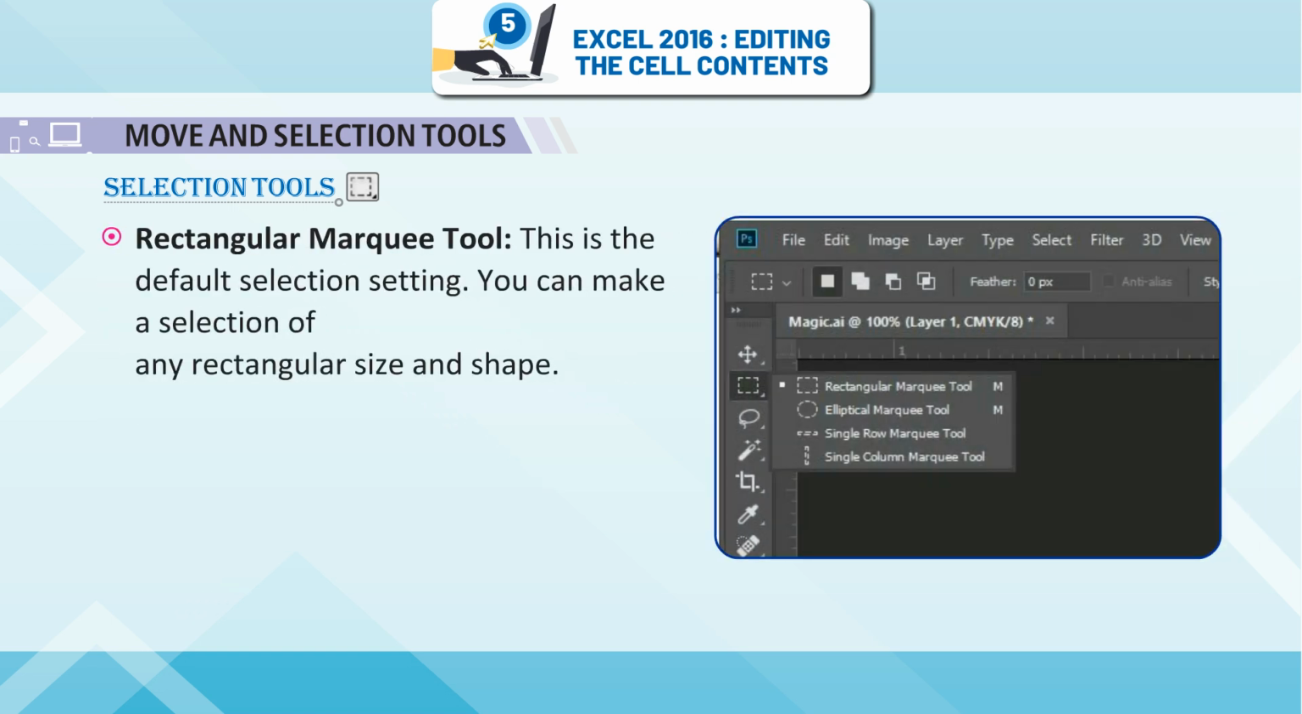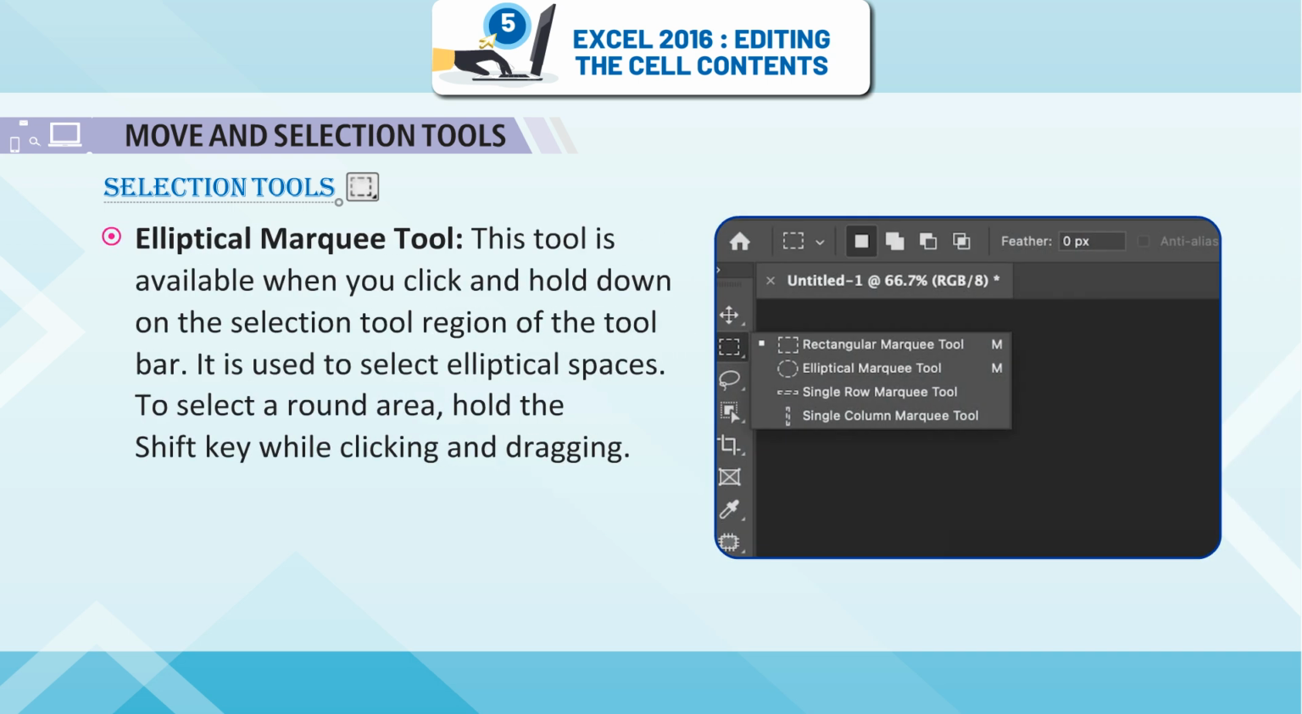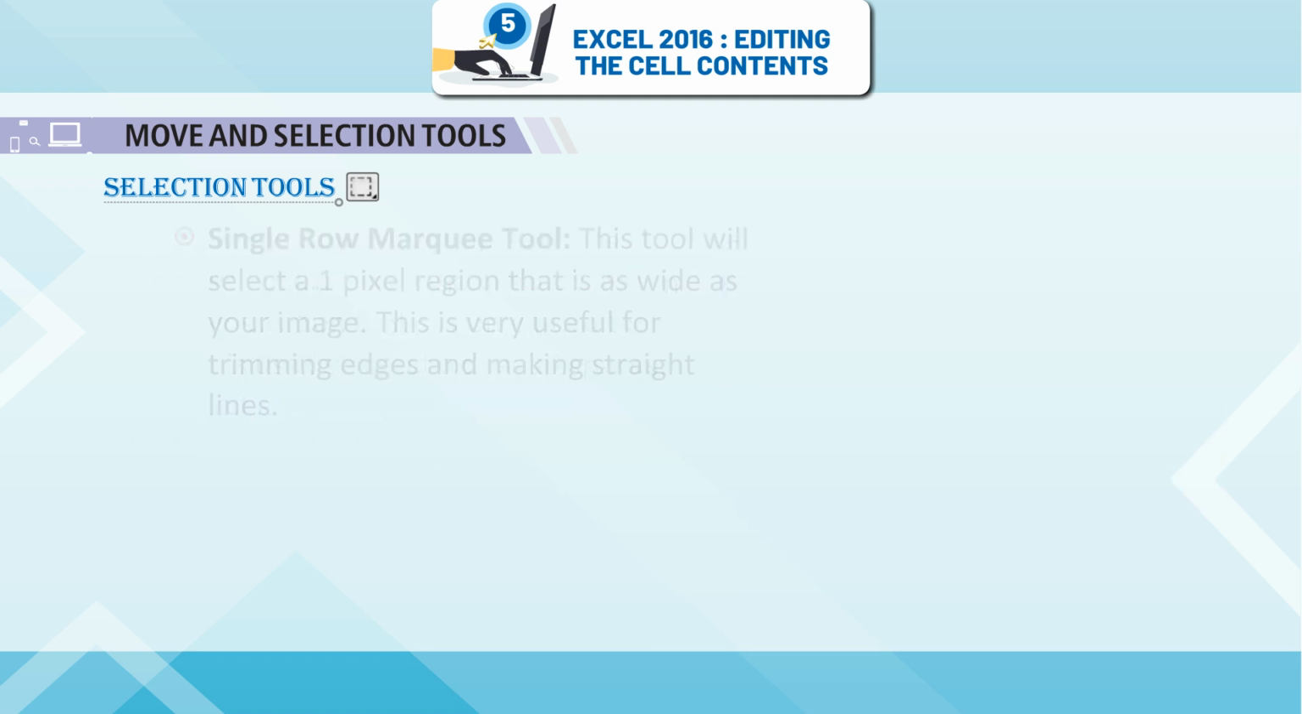Rectangular marquee tool. This is the default selection setting. You can make a selection of any rectangular size and shape. Elliptical marquee tool. This tool is available when you click and hold down on the selection tool region of the toolbar. It is used to select elliptical spaces. To select a round area, hold the Shift key while clicking and dragging.